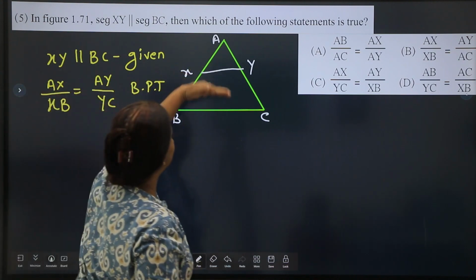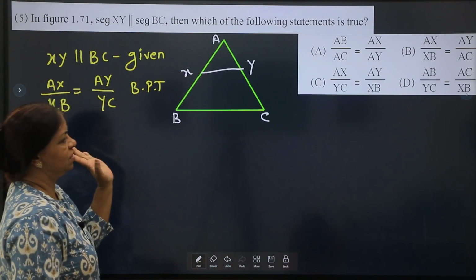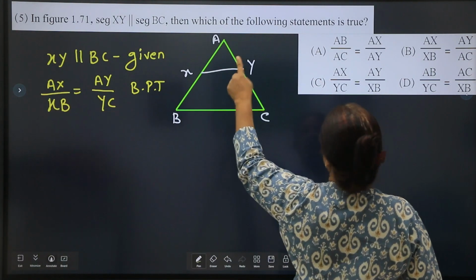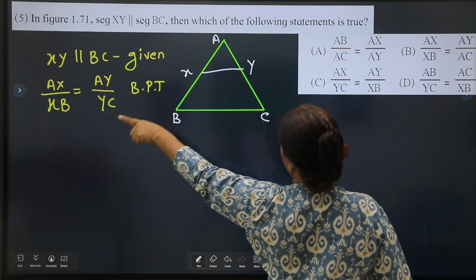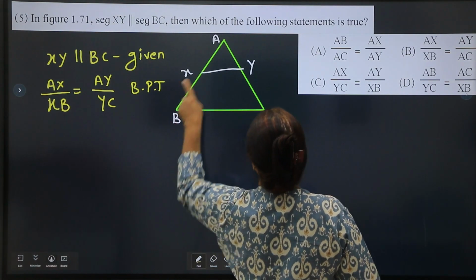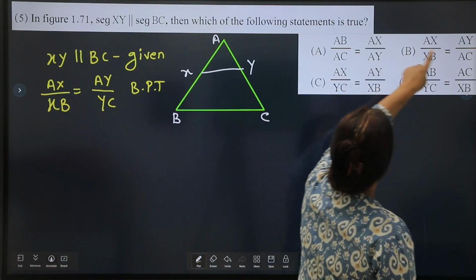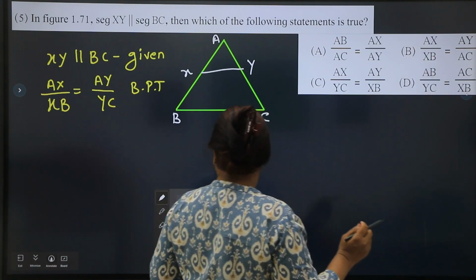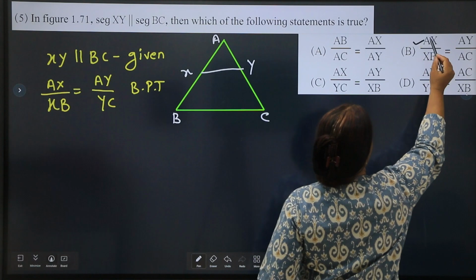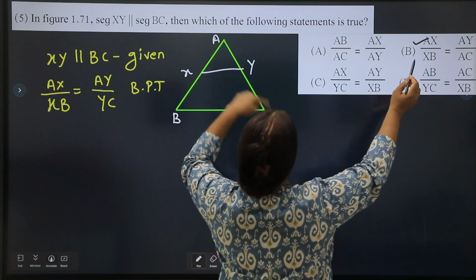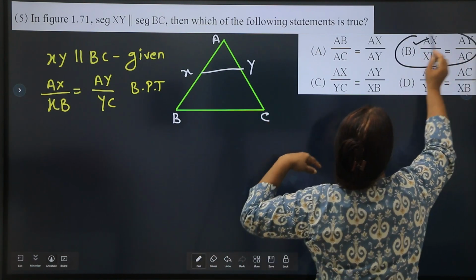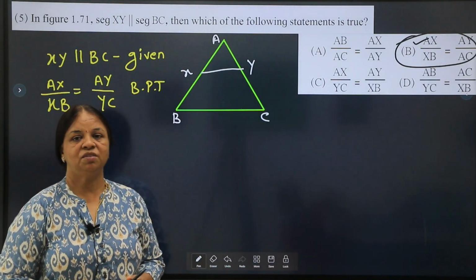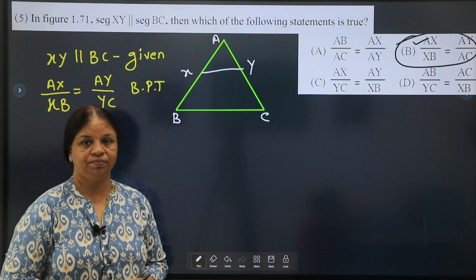Means if this line is parallel to this line, we can use the BPT theorem. Fine. Now which statement is true here? We got according to BPT AX upon XB, AY upon YC. So where is AX? Yes, this one. AX upon XB is equal to AY upon YC. This is the correct statement. This is the fifth question. Let's move to the second question.